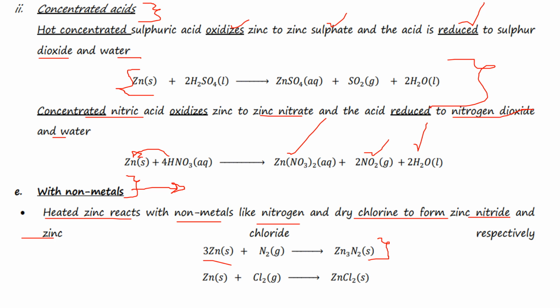So zinc reacts with nitrogen to give zinc nitride, and the balancing is done according to the principles that we already explained of balancing equations. Also, when you heat zinc with chlorine, you're going to get zinc chloride. You can also heat it with dry hydrogen chloride gas. You're going to get zinc chloride together with hydrogen gas. So someone can include it here.